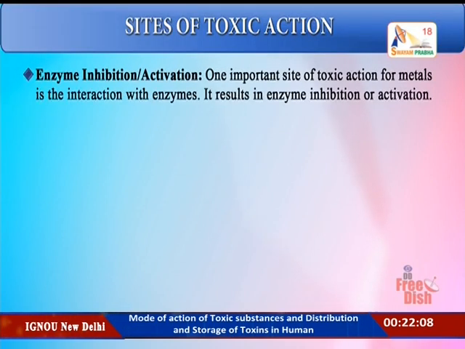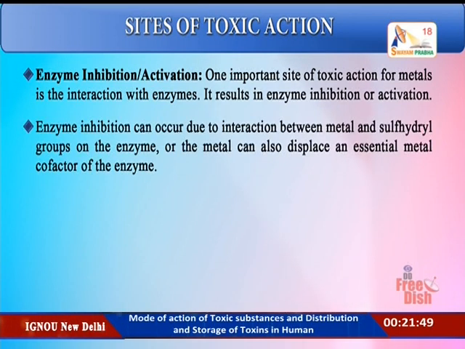So, enzyme inhibition, enzyme activation. You all know that enzymes are very important. They are catalysts of several reactions in the body. One important site of toxic action for the metals is the interaction with the enzymes. It results either in enzyme inhibition or enzyme activation. Now, the enzyme inhibition can occur due to interaction, for example, between the metal and the sulfhydryl groups on the enzyme, or some of the metals can even displace an essential metal cofactor of the enzyme.